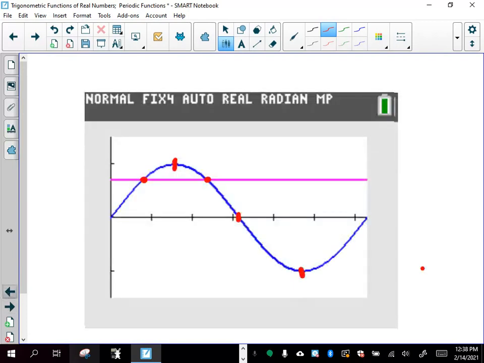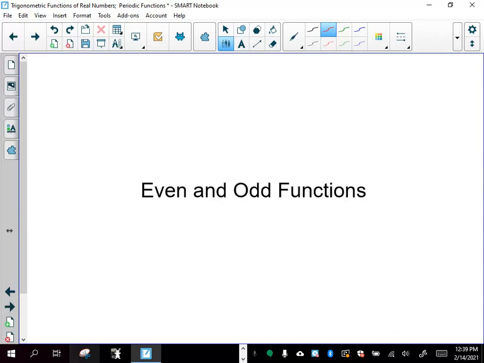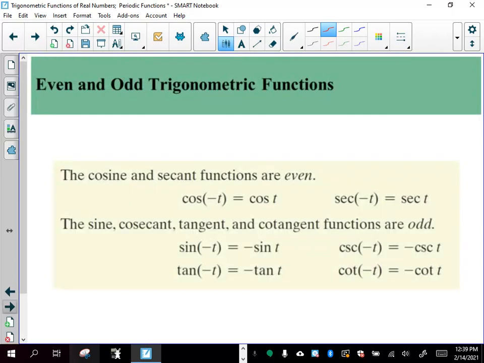Okay, so keeping that in mind, let's talk about even and odd functions. Remember when we talked about even and odd back in the first semester? If it's even and you change that x value to a negative sign, you get the same x value back. So nothing happens to it. It is what it is.